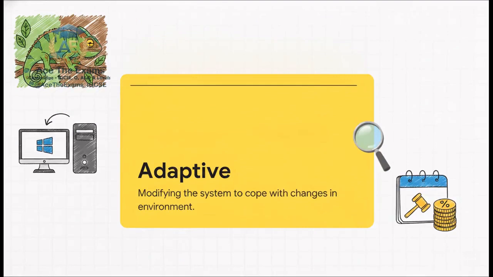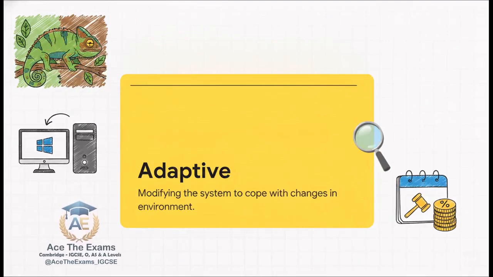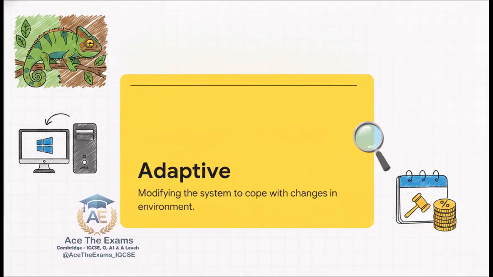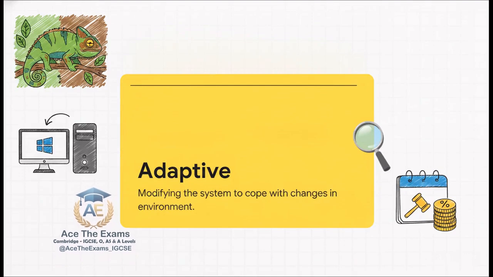Next up, we have adaptive maintenance. This happens when the system's external environment fundamentally changes and the software is suddenly forced to adapt just to survive. It's kind of like a chameleon having to change its colors to match an entirely new background.